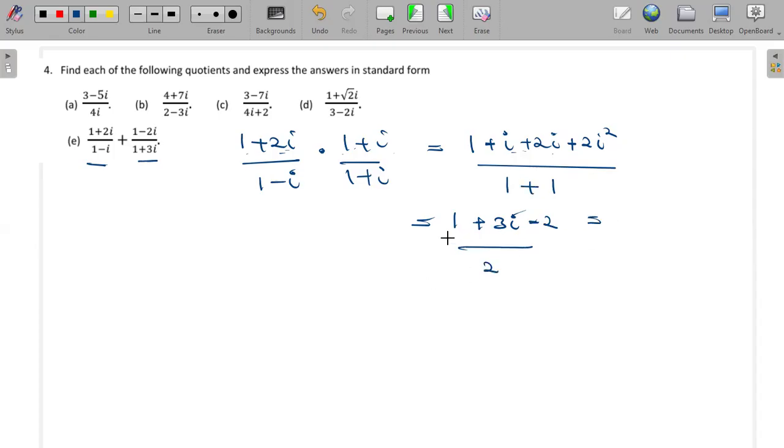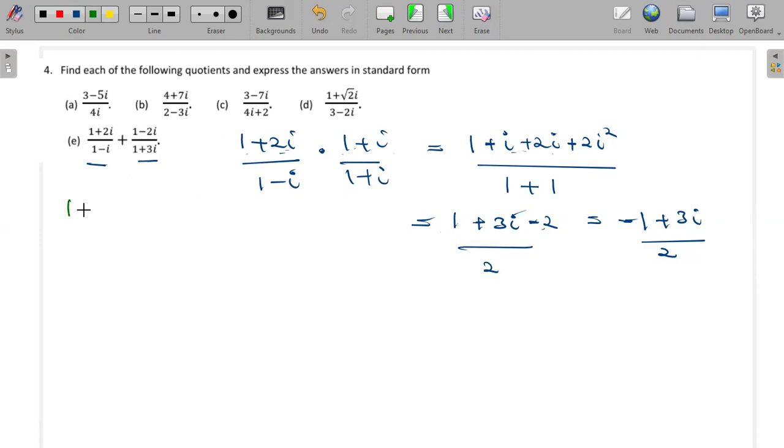Then you get this part. So this 1 minus the 2, that 1 minus 2 gives me negative 1. So you get (-1 + 3i) over 2. I'll keep it like this for now. Then we go to the next one.